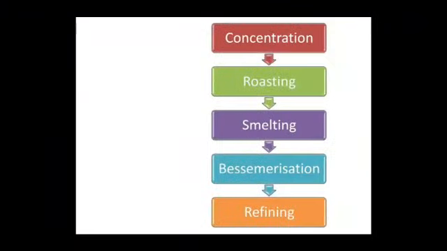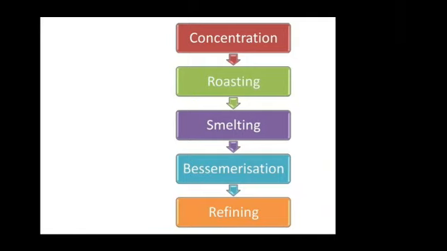Now, let's see how copper is extracted from copper pyrites. This extraction involves 5 main steps. They are concentration, roasting, smelting, Bessemerization, and refining. Let's learn in detail about each step.